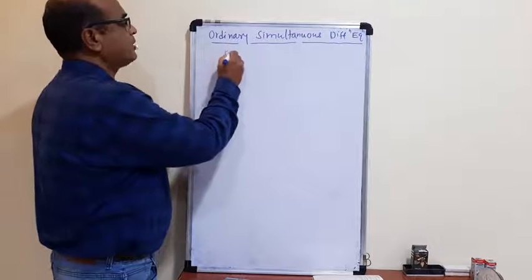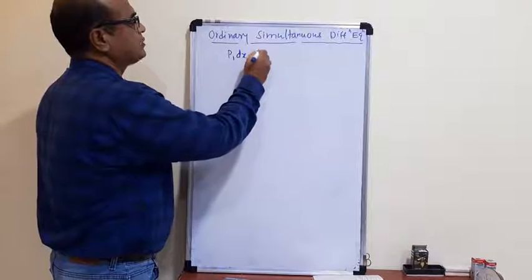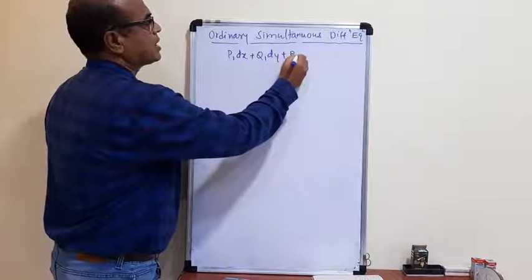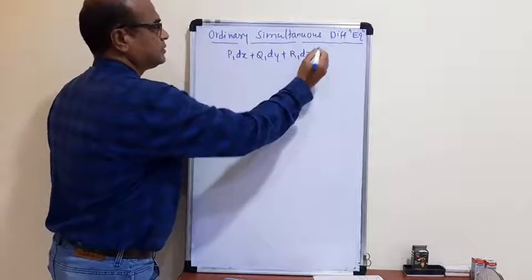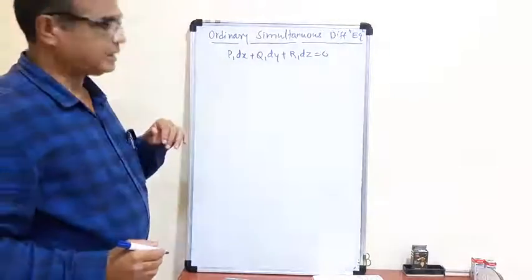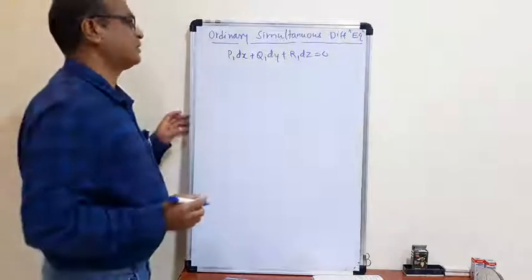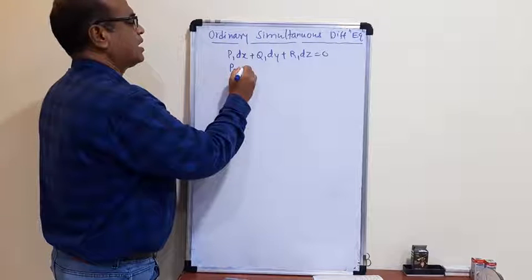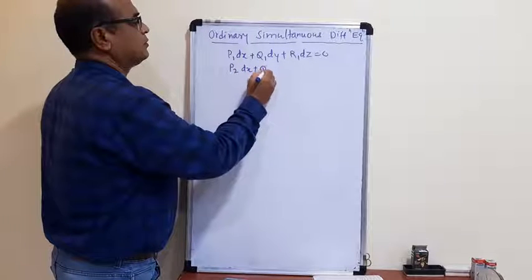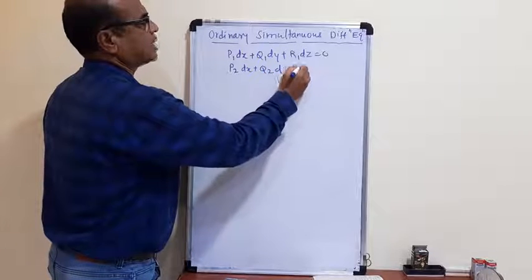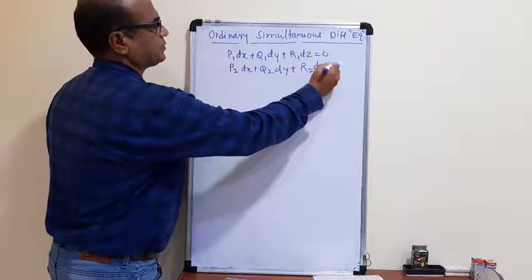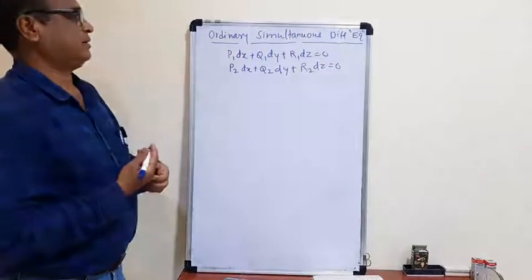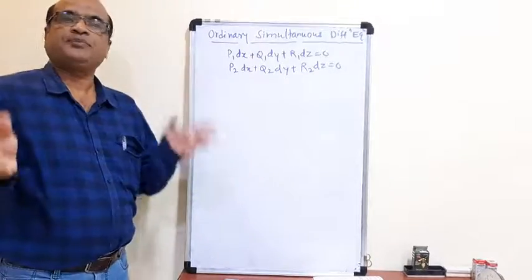For example, P1 dx plus Q1 dy plus R1 dz is equal to 0. So this is a first order and first degree differential equation. We take another differential equation, that is P2 dx plus Q2 dy plus R2 dz is equal to 0. So these are the two simultaneous differential equations of first order and first degree.